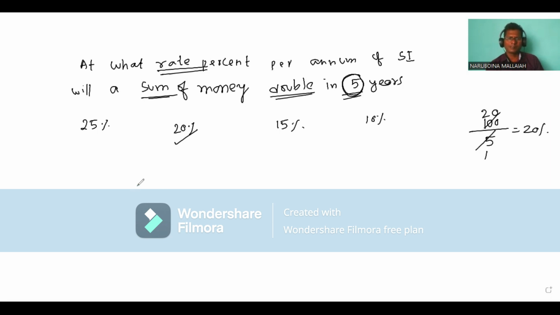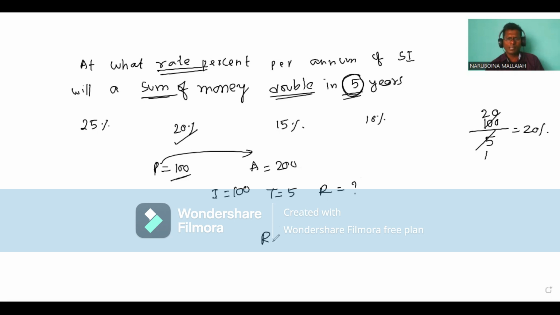Now I will explain the ordinary method. To solve this type of question, you have to assume the principal as 100 rupees. The principal becomes double, which means the amount will be 200. 100 rupees becoming 200 means we got 100 rupees as interest in the time period of 5 years, and we have to calculate the rate.